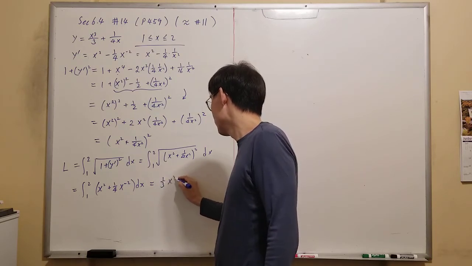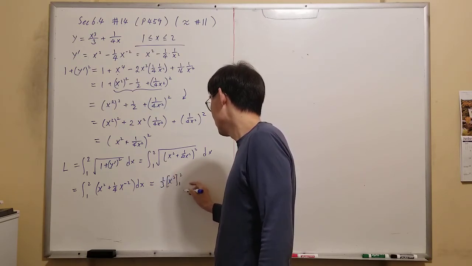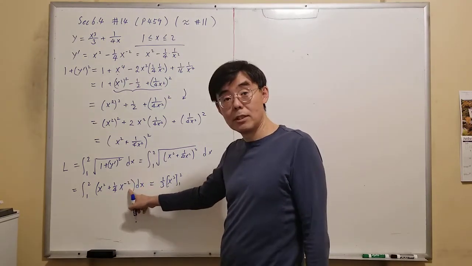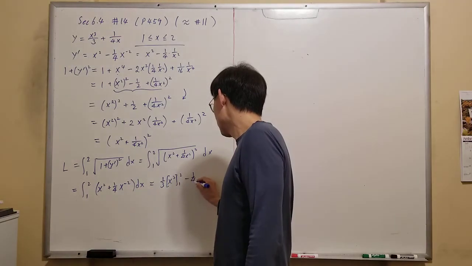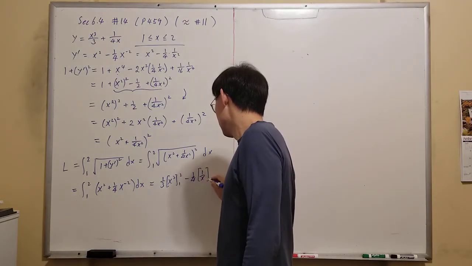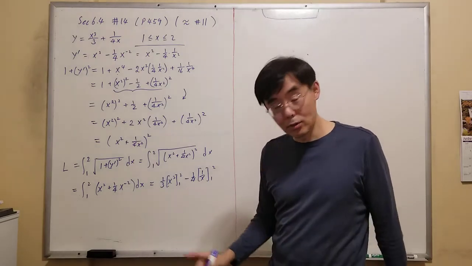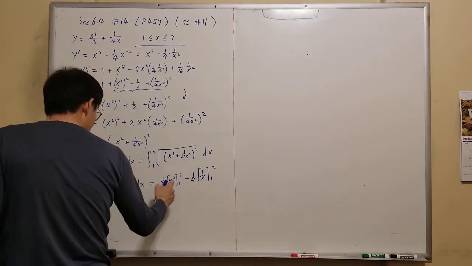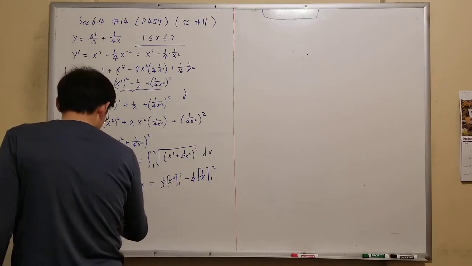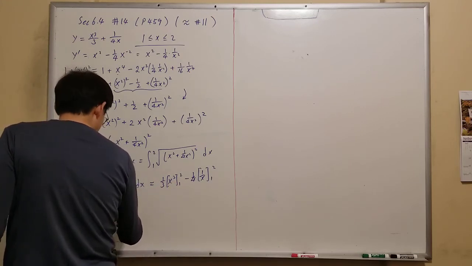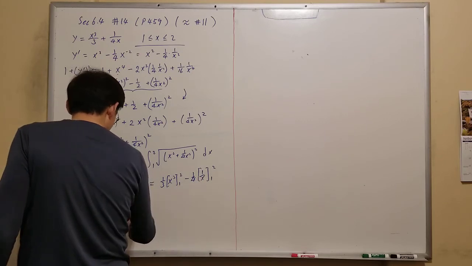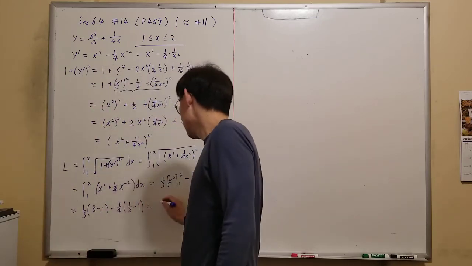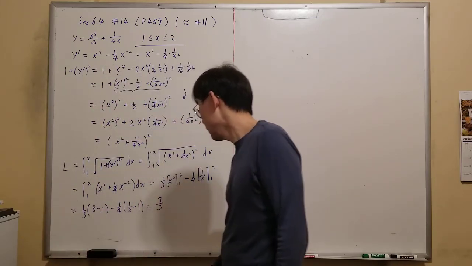1/3 of x to the third, from 1 to 2. For x to the negative 2, adding 1 will be negative 1, and its reciprocal is negative 1. So negative 1/4, 1 over x, from 1 to 2. Okay? So you can finish from there. 1/3 times 2 to the third, 8, minus 1 to the third, 1, minus 1/4 times 1/2 minus 1. So this is 7 over 3.